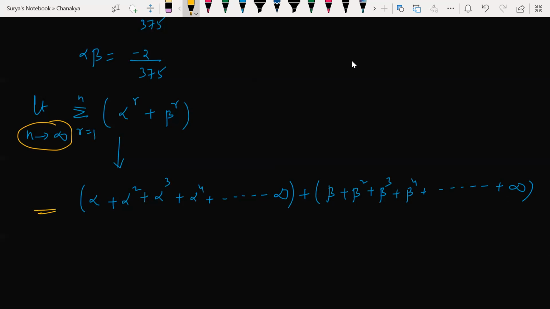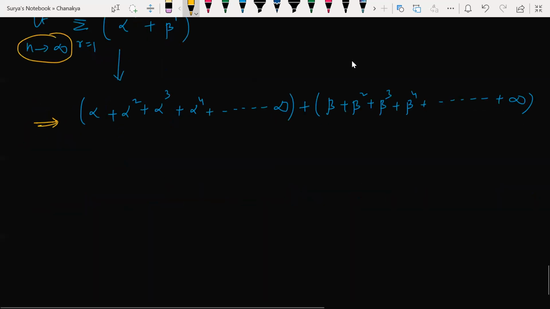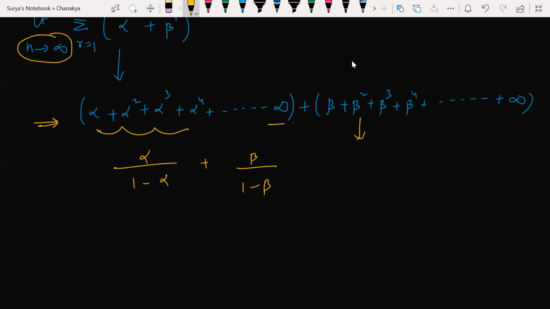All right, people. So now the sum of infinite terms formula. What is the formula here, for 1 to infinite? Alpha divided by 1 minus alpha. Okay, so this can be written as what now? Beta divided by 1 minus beta. How many of you know this? Alpha plus alpha square plus alpha cube plus alpha till infinite, what is the formula? This is the formula for that. Hope you all are getting my point.